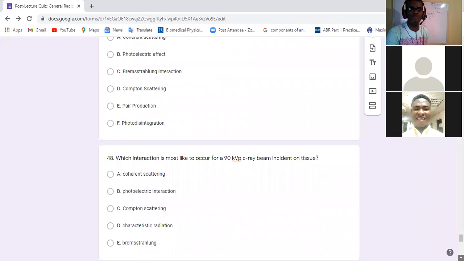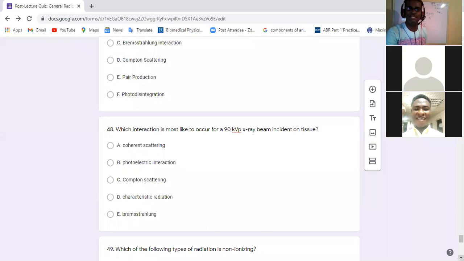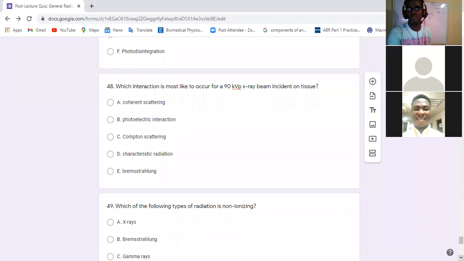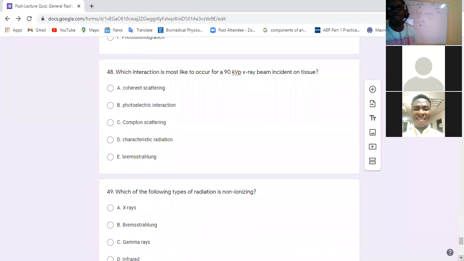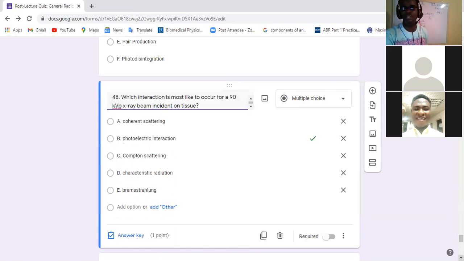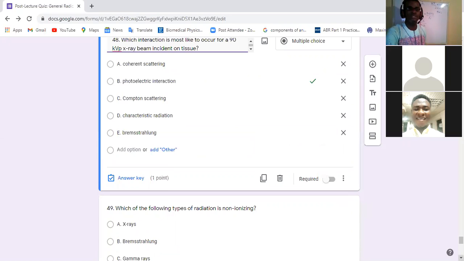So we have 48. Which interaction is most likely to occur at 90 kVp X-ray incident on tissue? Compton. Yeah, Compton predominates at this energy for soft tissue. I gave out photoelectric effect, but it is Compton. I thought there was a mistake somewhere when I was filling in the answer. So Compton is the answer there.